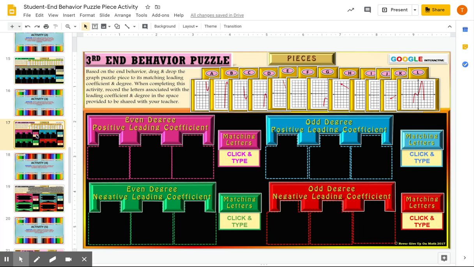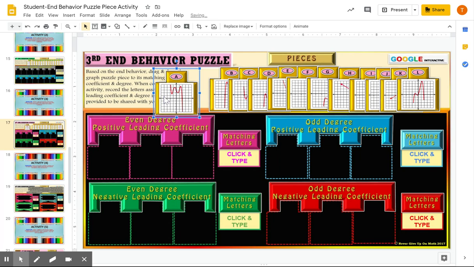For the third activity, it gets a little bit more specific. Now it has even and positive, even and negative, as well as odd and positive and odd and negative. So it now has all 4 of the options. So again, you just take out the graph, you're going to look at it. This one goes up on the left, down on the right, and you have to decide, okay, where does it go? And then once again, you write the letters that were matching next to the box, in this pink box, green box, blue box, and red box.